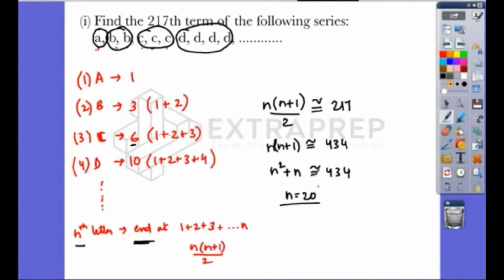So that indicates 1A, 2 B's, 3 C's, so on, 20 sets are completed. So what is the 20th letter? It's T. 20 sets. So 1A, 2 B's, 3 C's, 4 D's, so on, 20 T's are completed. So next comes what? U, and that will be your answer. Is it understood?